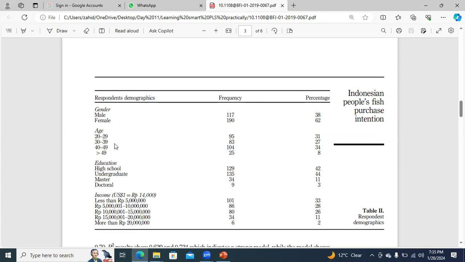And what are the age categories? How many were between 20 to 29? There were 95 people that contribute 31% of the questionnaire survey, and so on. And what is their education level? What was their income level? So this is how you can create the demographic summary, and I have indicated how you can create this using SPSS. You may see the recorded training videos I have previously shared.